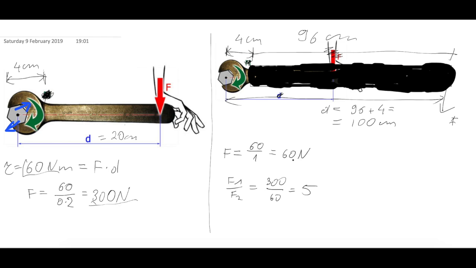The question is how much less force would we require? So I wrote a proportion: F1 is the original force, F2 is the final force, so 300 over 60, which is 5 times. So we'll need 5 times less force if we apply the 96 centimeter tube.